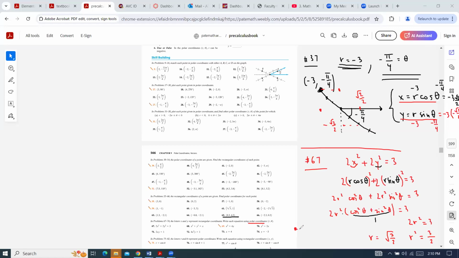How can I graph this in polar coordinates? The radius is square root of 3/2. So I put square root of 3/2 here and get a circle of radius that number. Say, wait a second, why is that? Well, because theta is not given. They don't tell me what theta is. Remember, there's always r and theta.